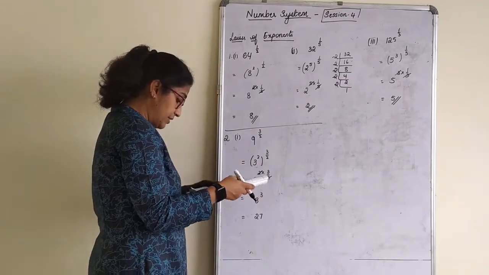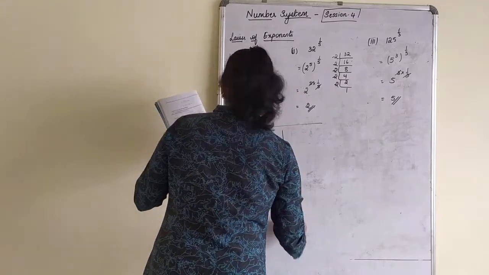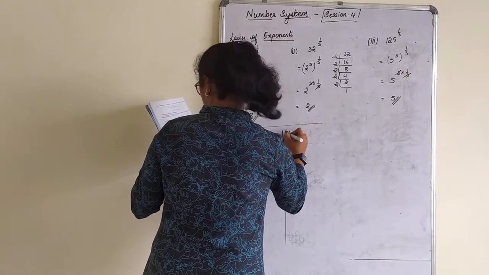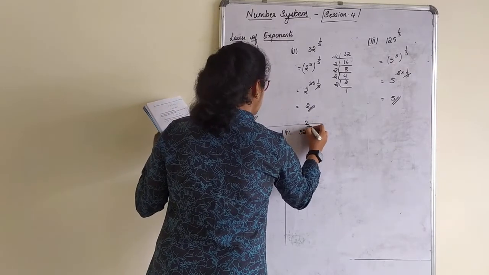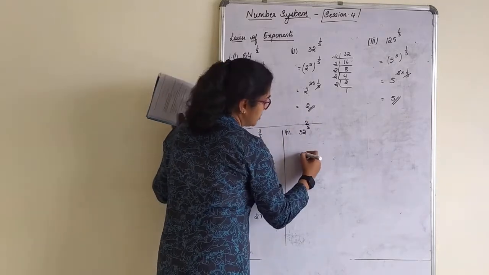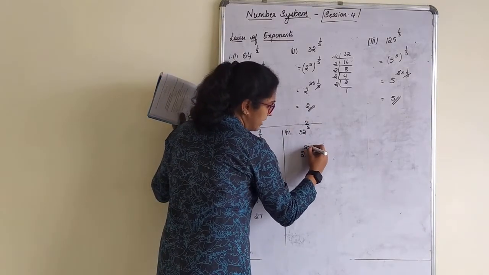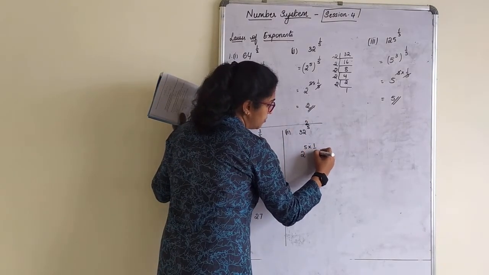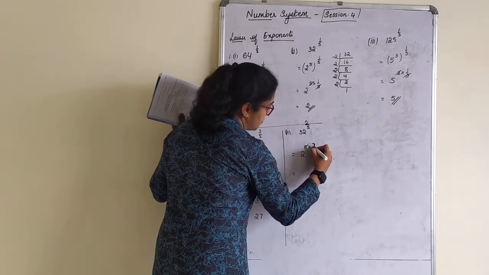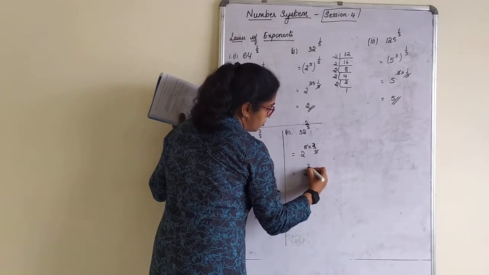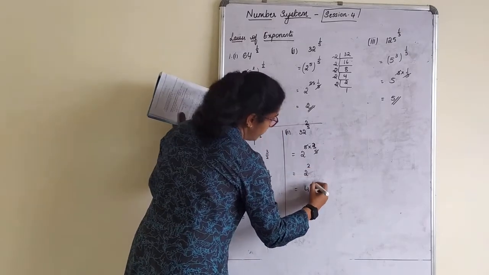So 27. Next, second one, 32 raised to 2 by 5. We know already 32 is 2 raised to 5. Directly I will write into 2 by 5. Answer is 2 raised to 2. Answer is 4.